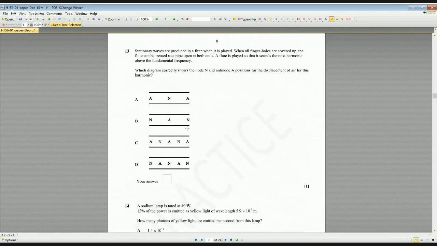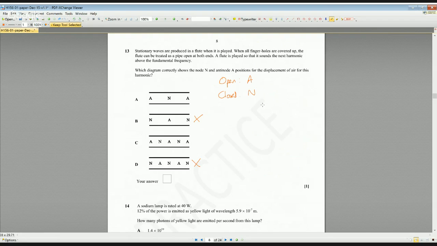Question 13, we've got a question about stationary waves. We need to know a couple of rules about stationary waves that are being set up in tubes. When tubes have an open end, that would give you an antinode. And when they're closed, that will give you a node. In this case, the tube is open at both ends, which means that we have to have an antinode at both ends. So B cannot be correct and D cannot be correct.